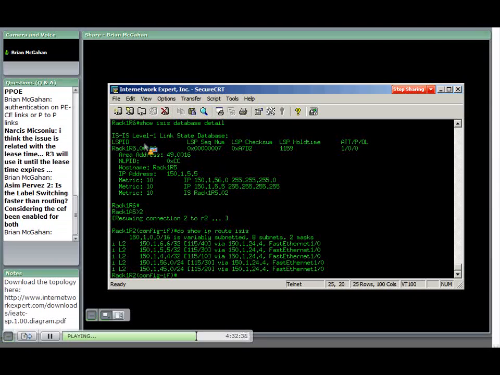Okay, so let's go ahead and bring up the command line here, and let's go ahead and enable basic LDP and TDP adjacency between the neighbors, and we'll look at how the TCP negotiation is going to work.